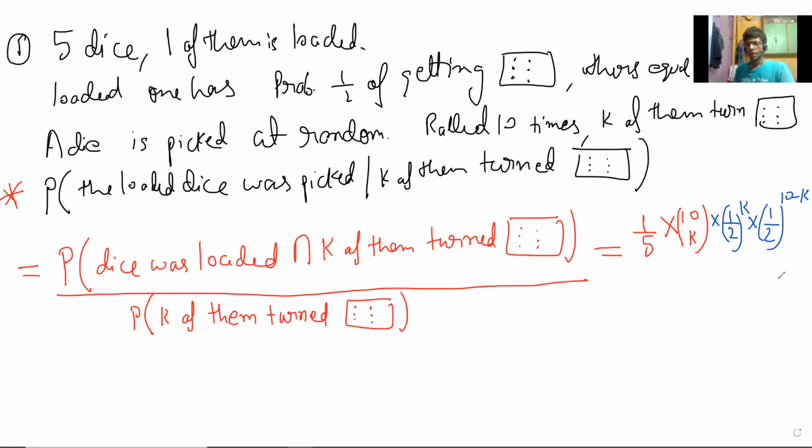So now the denominator, what's the probability that K of them turn 6. This is just plain probability in the sense, well, it may be hard to calculate, but the point is there are no conditions in this. This one, someone has to tell me, and don't tell the answer. That doesn't matter when you tell the answer. Tell me some steps.